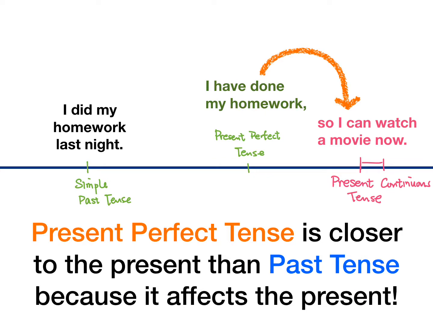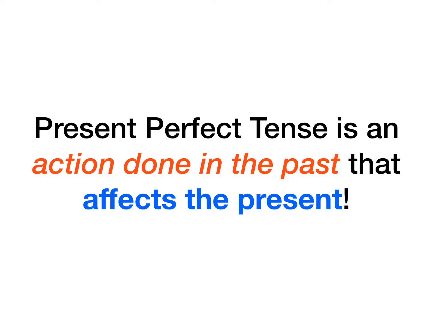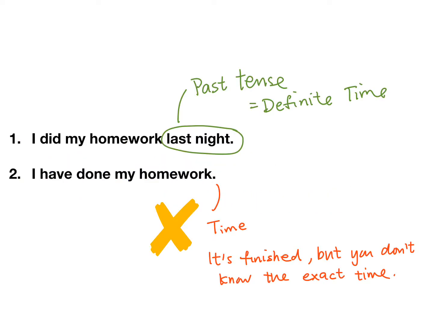So this is what we mean by the present perfect tense being closer to the present tense than the past tense. It's because the present perfect tense action would affect the decision that I make now. Like, I have done my homework is present perfect tense, but it affects what I want to do now, so I can watch a movie now. So present perfect tense will affect the present. But for simple past tense, it was just an action in the past. That's it. I did my homework last night. That's it. Therefore, on a timeline, you can see present perfect tense is closer to the present than simple past tense. That is why, because present perfect tense affects the present decision. So one more time, present perfect tense is an action done in the past, finished, completed, that affects the present.